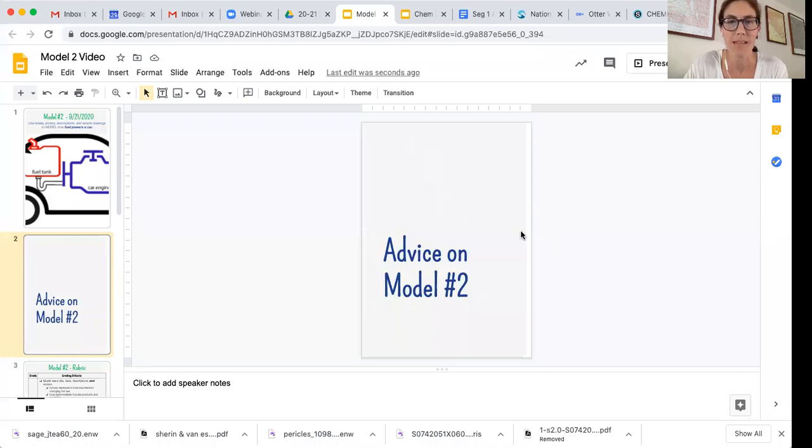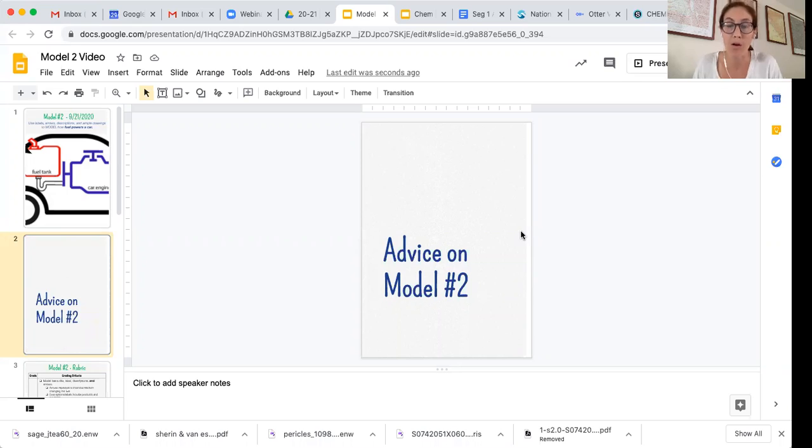Hi, everybody. Miss Heather here with some help and support on how to do the assignment for model number 2. What I'm going to go through are 3 examples of your classmates' models that have really wonderful features in terms of explaining cars and combustion chemistry.